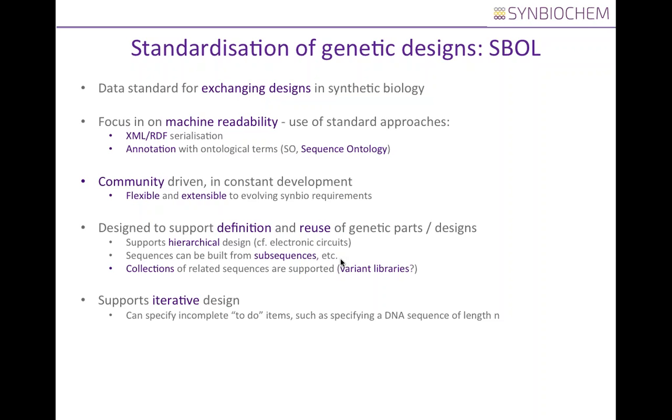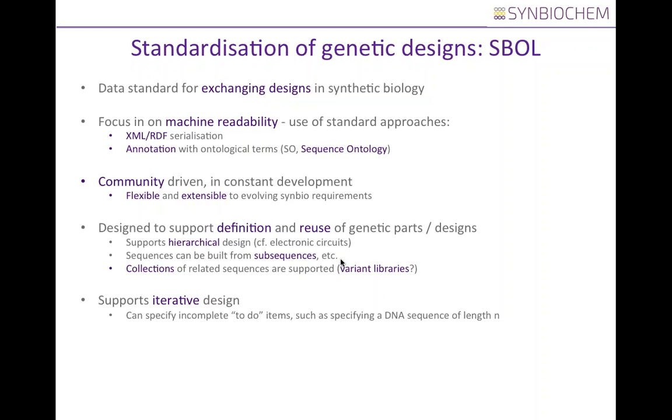And it's designed to support the definition and reuse of genetic parts. And crucially, it supports hierarchical designs. So in the same way that you can with electronic circuits, a particular plasmid or a particular synthetic system that we put together may be made up of multiple parts. So the parts that I designed earlier that I showed you in Parts Genie, they can exist as reusable SBOL documents, if you like, and those can be integrated together to produce a full design. So it's effectively allowing larger sequences to be built up from subsequences, so it's very modular.